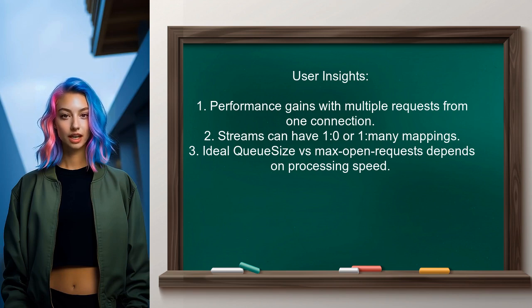They clarify that streams do not guarantee a one-to-one mapping between source and sink elements, which can lead to unresolved futures if requests are filtered. Regarding queue size versus max open requests, they suggest that the ideal ratio depends on the processing speed of requests and responses.